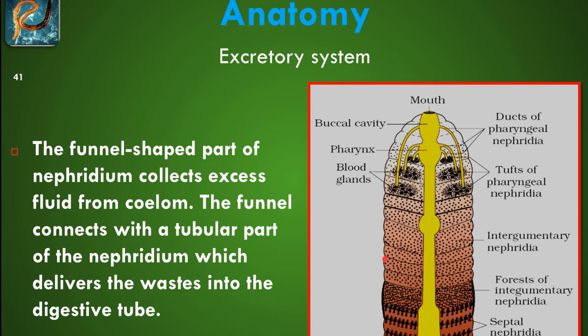The funnel-shaped part of the nephridium collects the excess fluid from the coelom. The funnel connects with the tubular part of the nephridium, which delivers the waste into the digestive tube, and this is how substances are generally excreted.